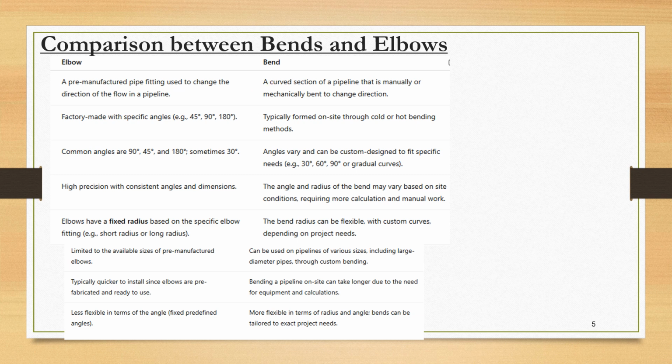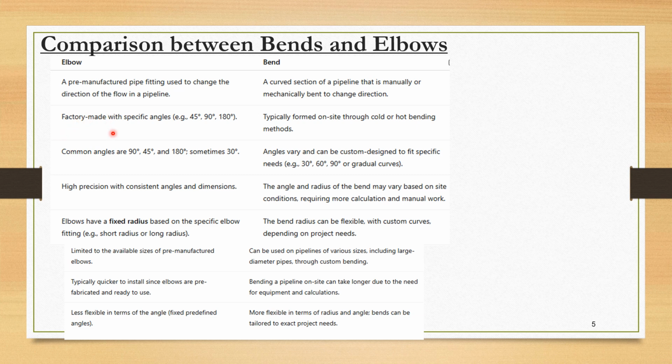Whereas a bend is a curved section of a pipeline that is manually or mechanically bent to change direction. In general, specifically for cold bends, these are bent at site, at the construction site, to achieve the required angle as mentioned in your pipeline alignment sheets or pipeline route plan drawings.